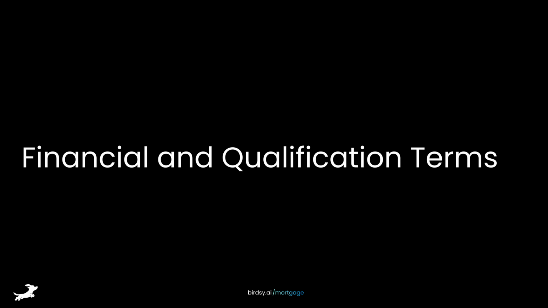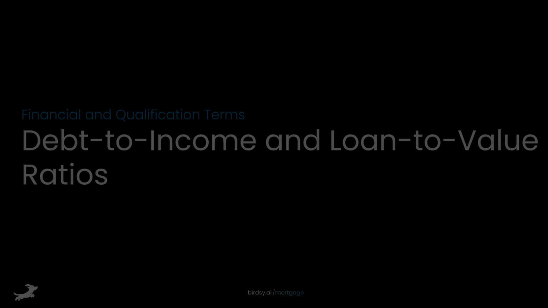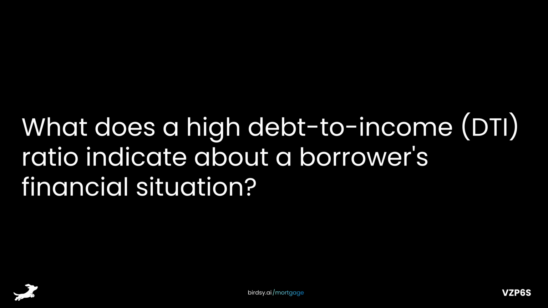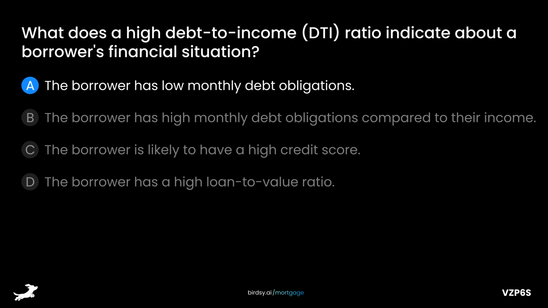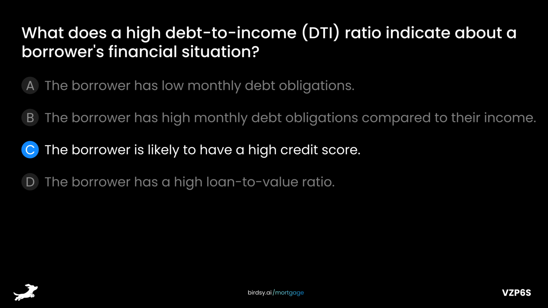Financial and qualification terms: debt-to-income and loan-to-value ratios. What does a high debt-to-income ratio indicate about a borrower's financial situation? Is it A, the borrower has low monthly debt obligations? B, the borrower has high monthly debt obligations compared to their income? C, the borrower is likely to have a high credit score? Or D, the borrower has a high loan-to-value ratio?